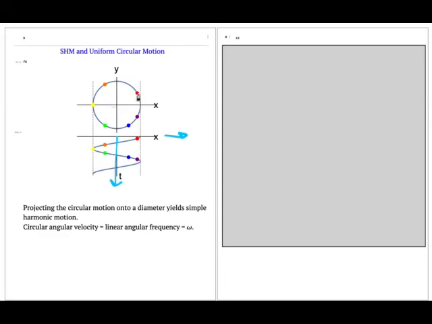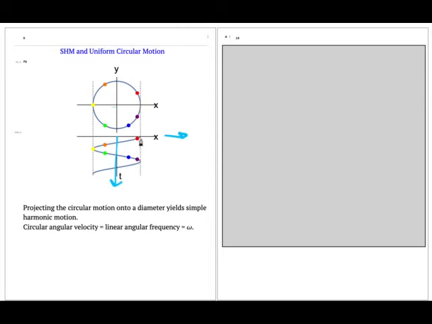When it's reached this orange point, its position is here on the x-axis. When it reaches the yellow point, its position is out here. And as it goes around the circle from red to orange to yellow, then to green, then to blue and purple, its position on the x-axis oscillates back and forth between plus r and minus r, and then back to plus r, where r is the radius of the circle.